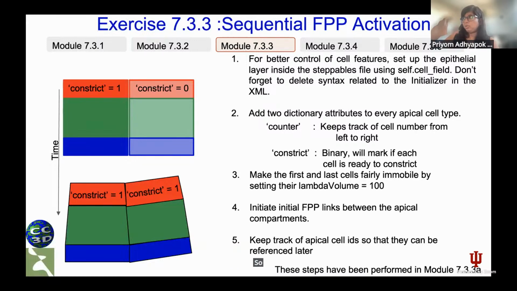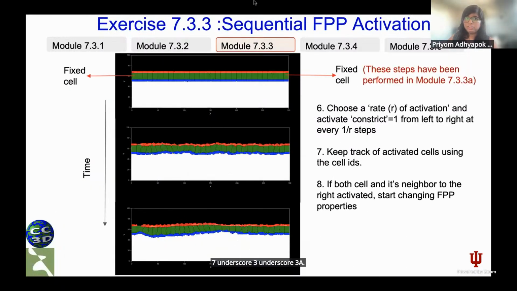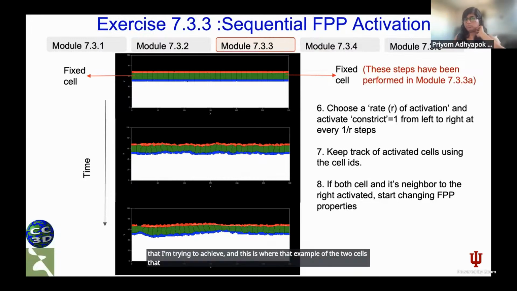So this code, 7_3_3A, should give us something like this, where now instead of the XML, we have just set up our initial conditions through the steppable file. I have fixed my cells here in my goal, and then I have put FPP links between them. And now these are the next two goals that I'm trying to achieve. And this is where that example of the two cells that I was showing you comes in.